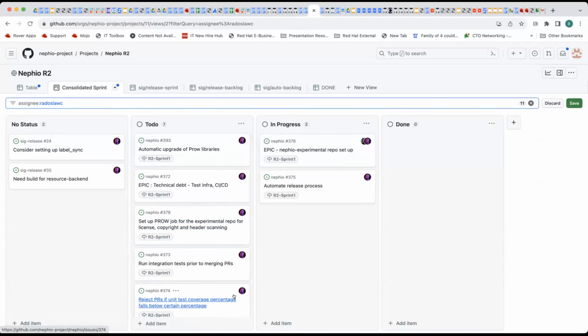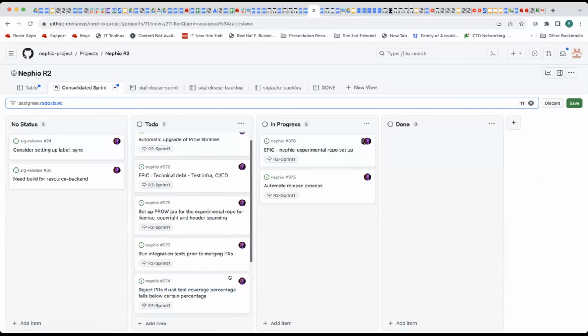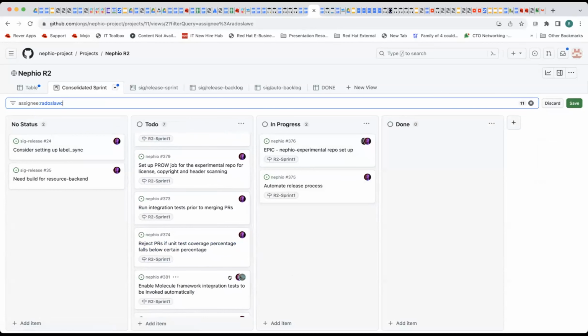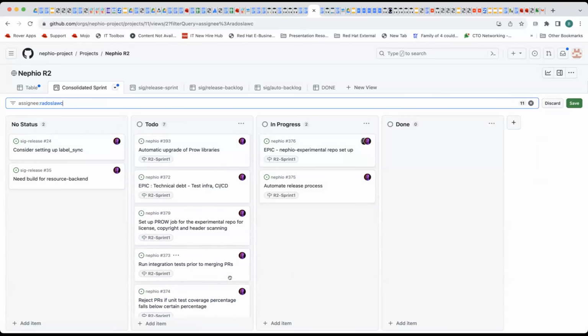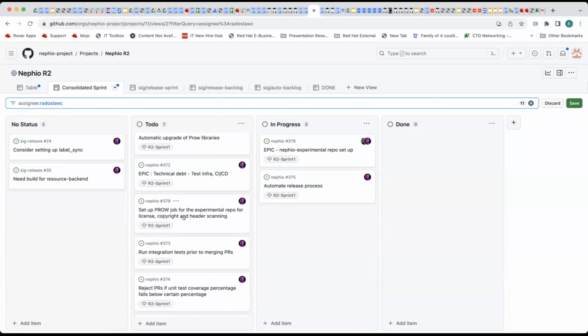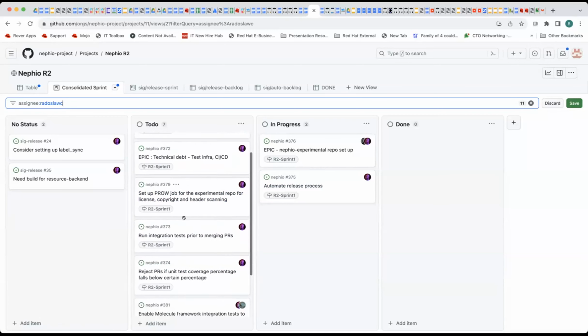So I added these things as SIG release items. Obviously, everything is in this sprint, but it doesn't have to be this sprint. Maybe some of them you may have already done as well, but based on our discussions, I put these items. For example, experimental repo setup where we need to do certain things. In the technical debt, set up the Prow job for the experimental repo for license, copyright, and header scanning. You may have already done it.